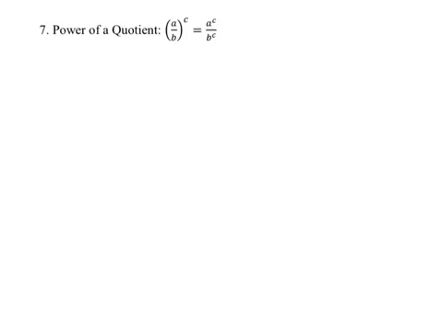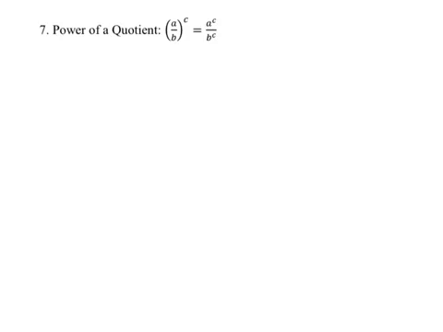Last rule is the power of a quotient, which we already looked at in the last part, because it's the same rule as the power of a product. And what we're seeing here is that if we have two things that are dividing into one another, we can distribute the power to each of them. So let's take a look at a complicated example now.